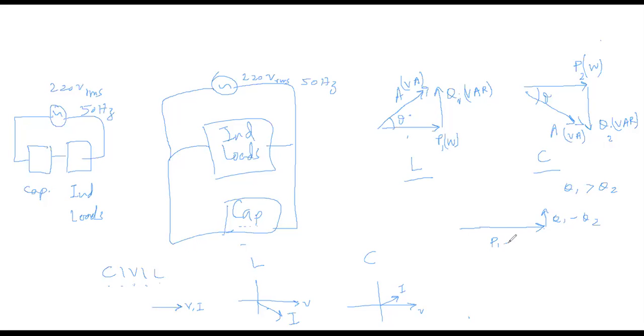Real power is added. And now my power triangle will look like this. So this is exactly what I wanted, that my power factor has improved. It is still a lagging power factor, but it has improved because this theta is now very small and A is approximately equal to P1 plus P2.